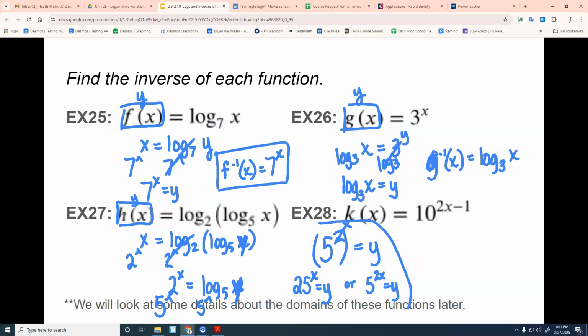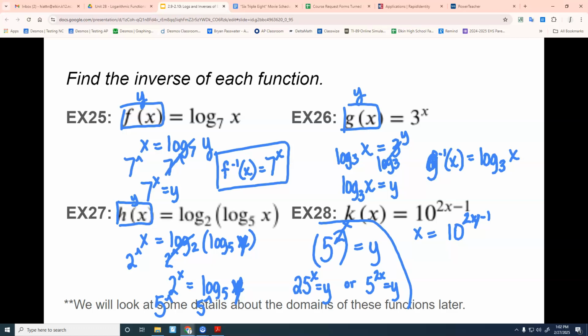The last one would be x equals 10 to the 2y minus 1. Switch your x and y's. You're trying to get to that exponent. To get to that exponent, you got to get rid of this 10 first. How do I get rid of that 10?